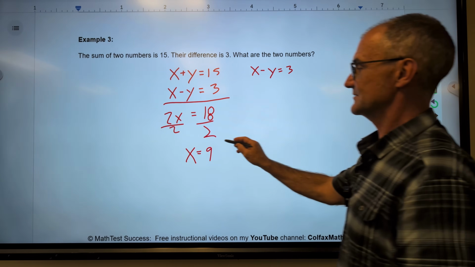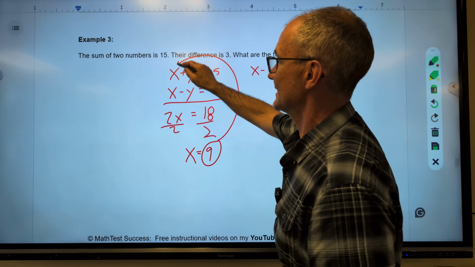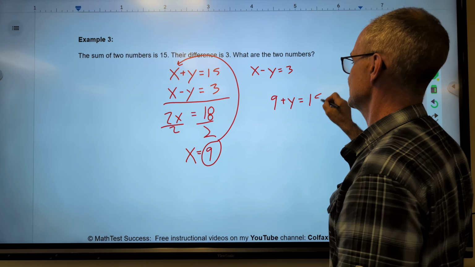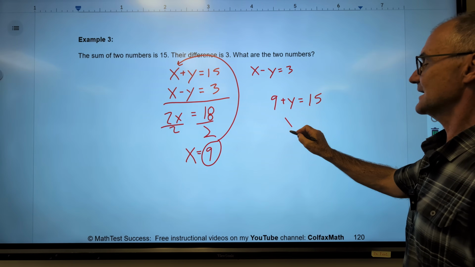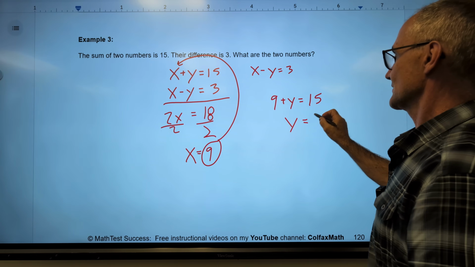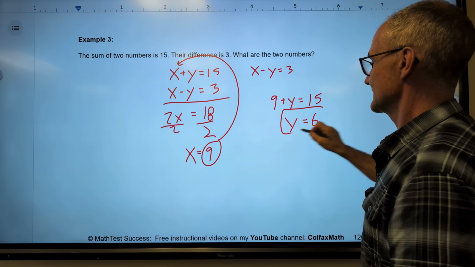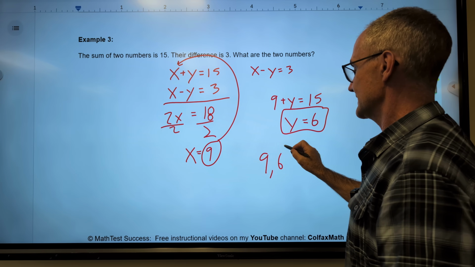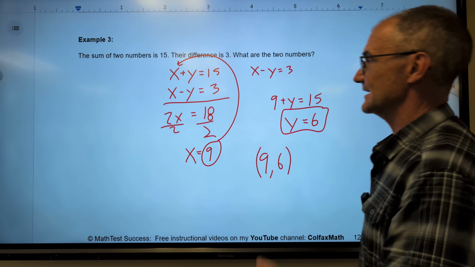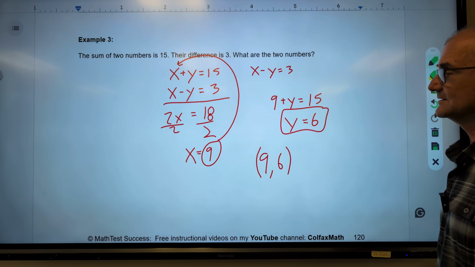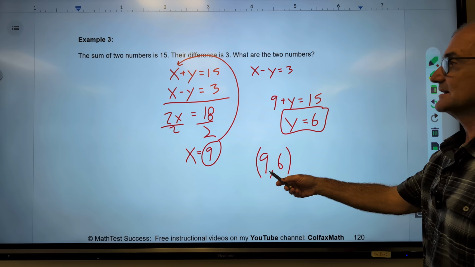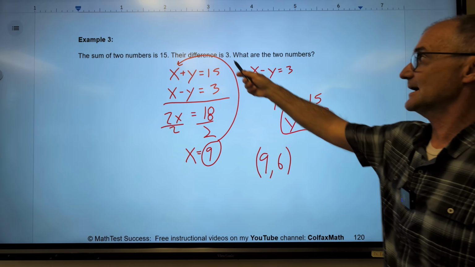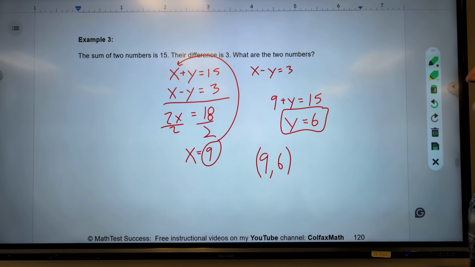I take that value of 9, plug it back into my equation. 9 plus y is equal to 15. Subtract 9 from both sides. y is equal to 6. It is again an ordered pair. My two solutions are 9 and 6. I could do this graphically as well. But let's double check this. These two numbers should add to 15. They do. They should subtract to 3. They do.